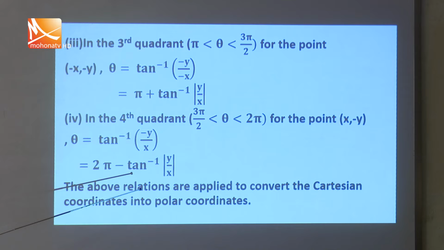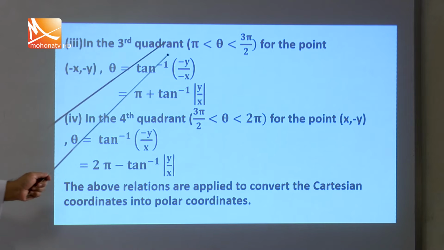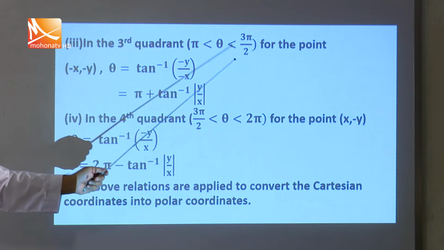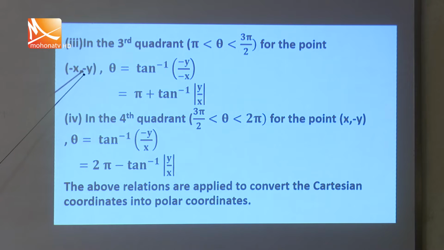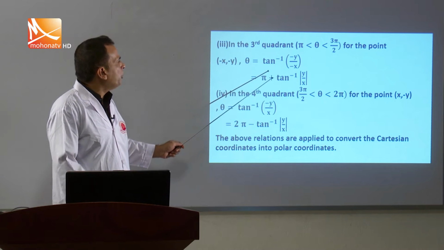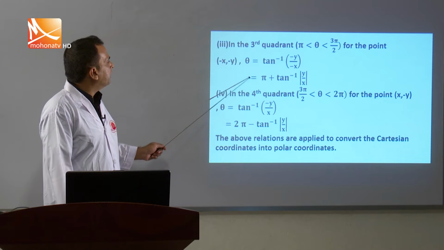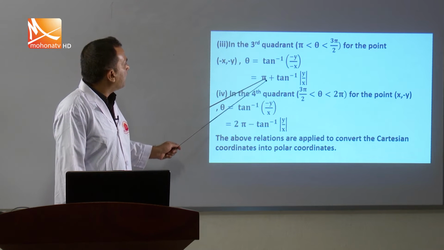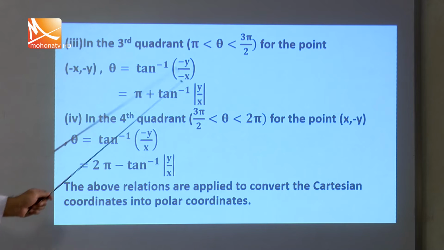Third one, in the third quadrant, it means that pi less than theta less than 3 pi by 2. For the point minus x comma minus y, theta equals tan inverse minus y by minus x. If we rewrite this, then by the coordinate, we can write down pi plus tan inverse y by x.